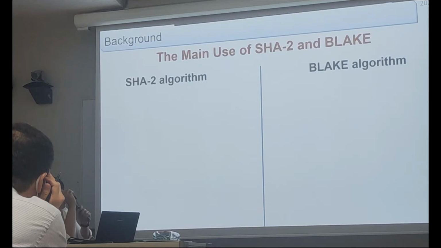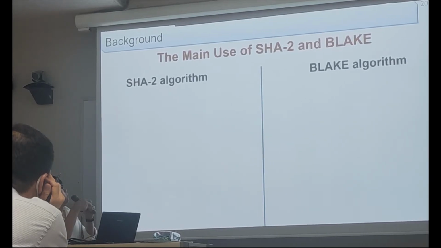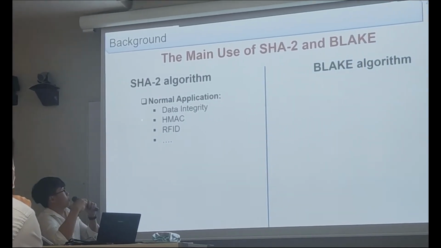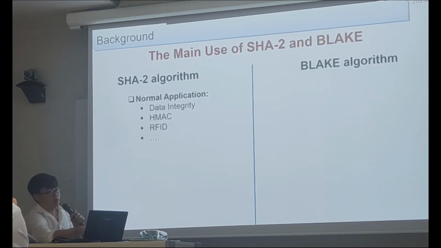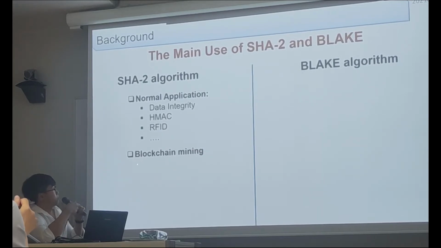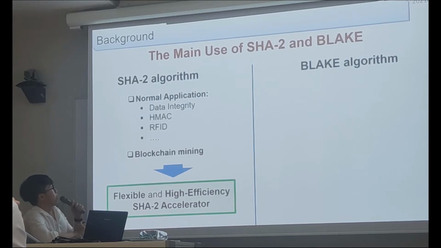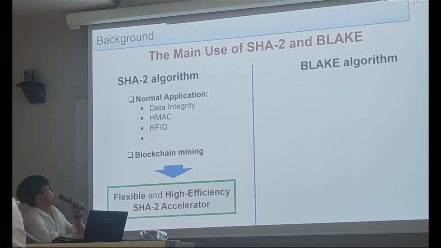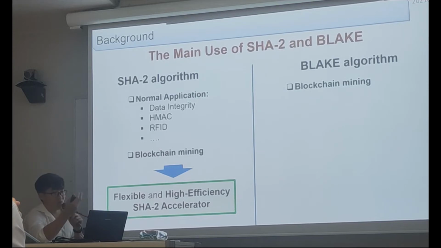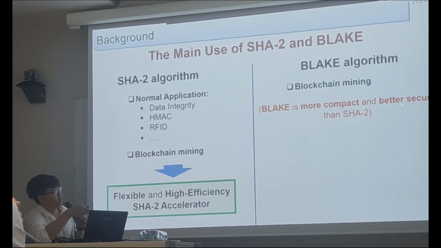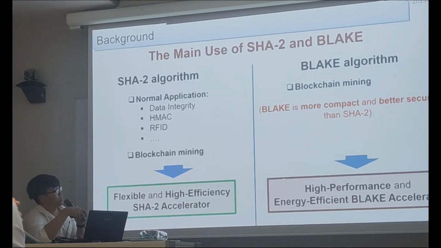Let's go to the next part, elaborating the main use of SHA-2 and BLAKE. As you see here, there are two groups in the SHA-2 algorithm. It can be applied for normal applications in IoT devices like data integrity, HMAC, or RFID, etc. It is also applied in cyberspace for blockchain mining. Because all these applications use a lot of SHA-2 sub-functions, they need a highly flexible and highly efficient SHA-2 accelerator. The BLAKE algorithm is meant just for blockchain mining, because BLAKE is more compact and has better security than SHA-2. This is the reason a high performance and energy efficient BLAKE accelerator is needed.